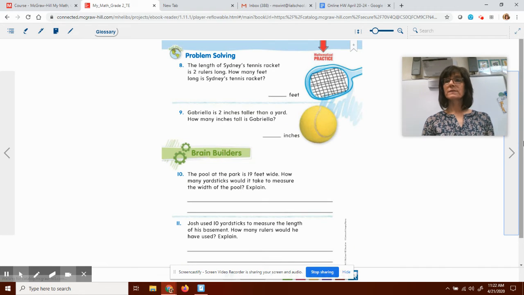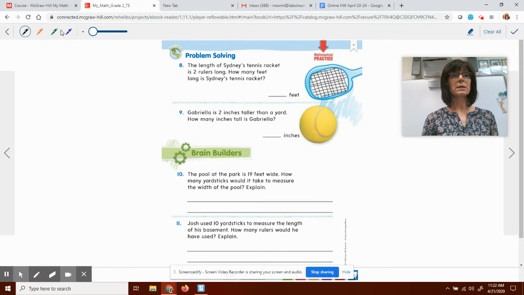On the next page, we have some problem solving. The length of Sydney's tennis racket is 2 rulers long. How many feet long is Sydney's tennis racket? Well, we already said 1 ruler equals 1 foot. So if I've got 2 rulers, it's simply going to be 2 feet.